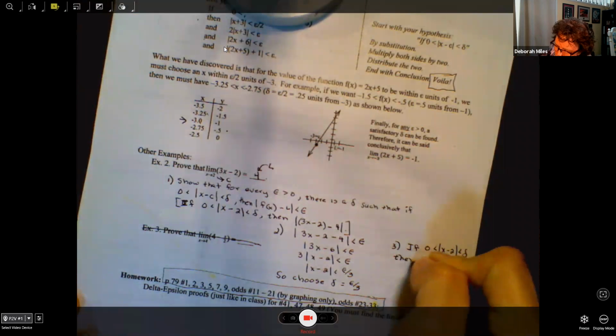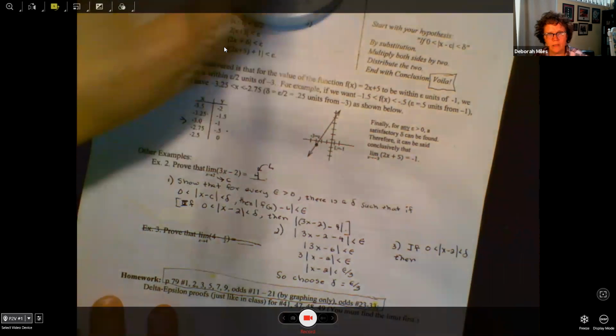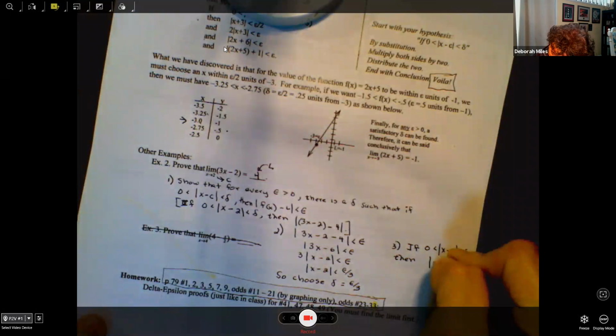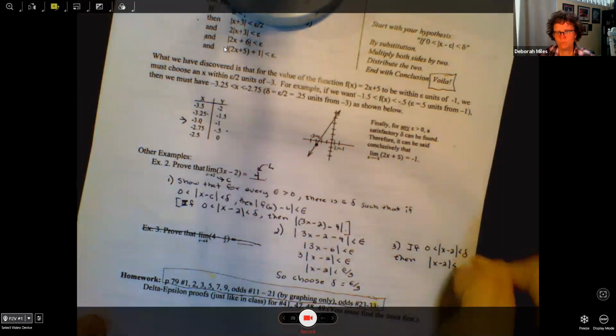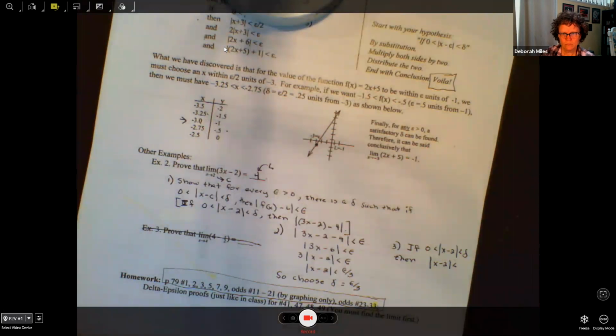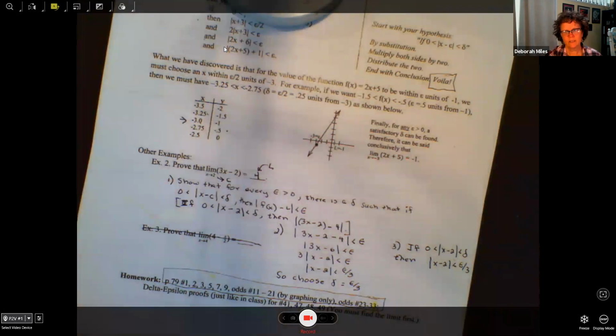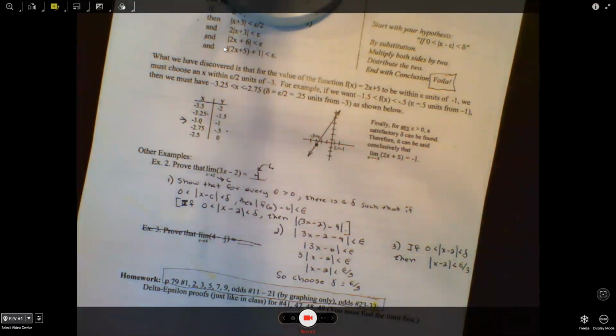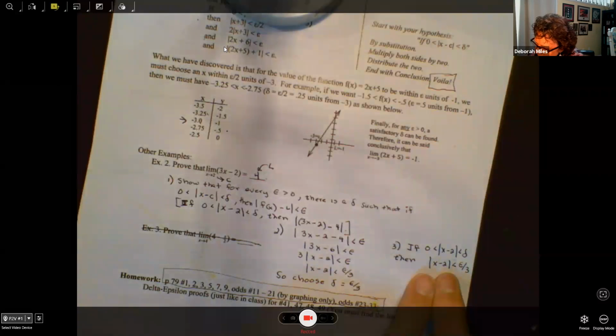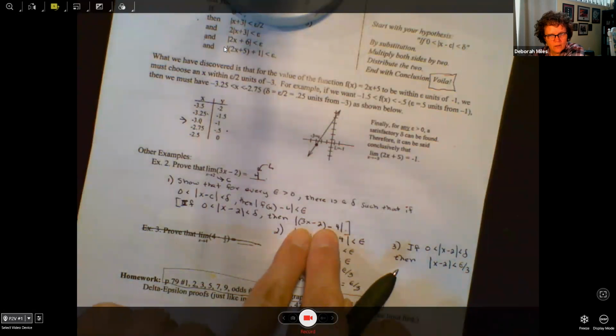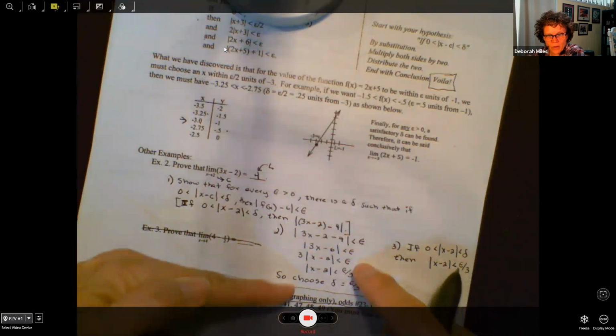then what have we chosen our delta to be? What if we said delta is equal to epsilon over 3? Good. Good speaking Greek there. Thank you. We've got to turn this into that. Well, this gives us the pathway for doing it.